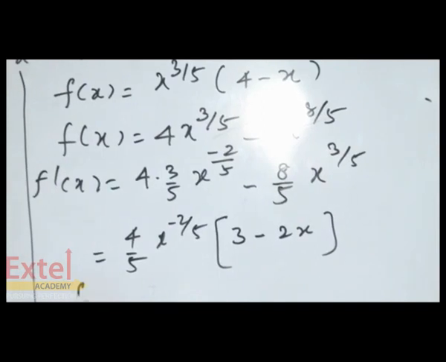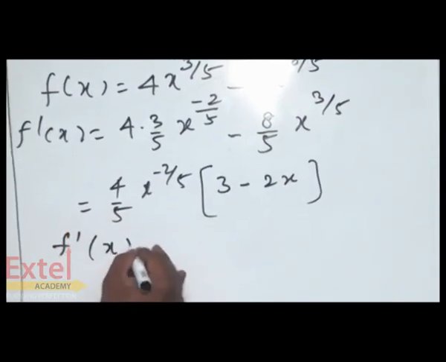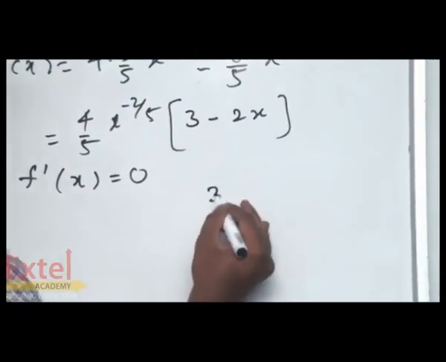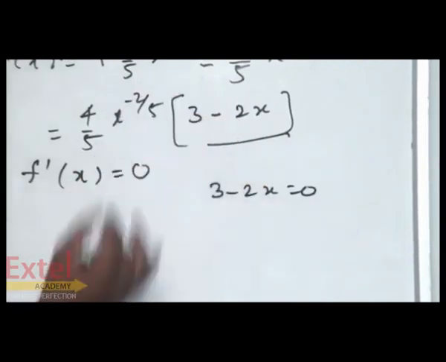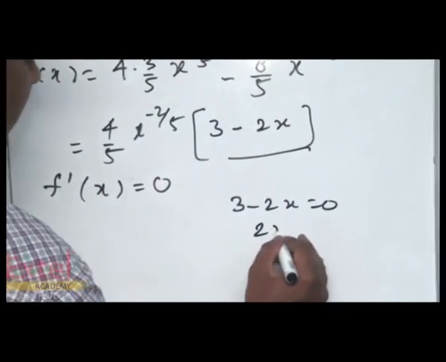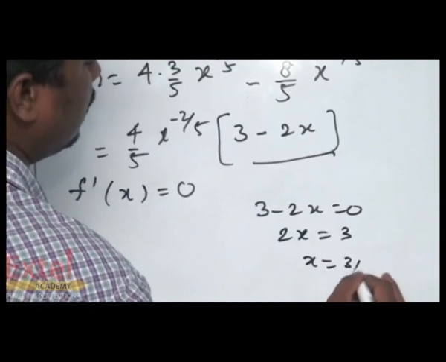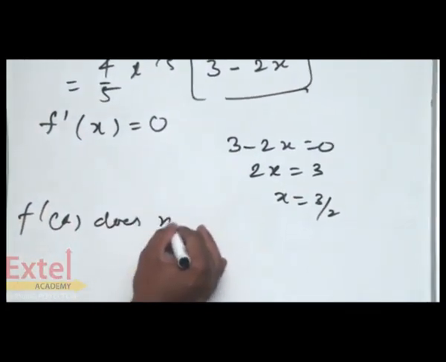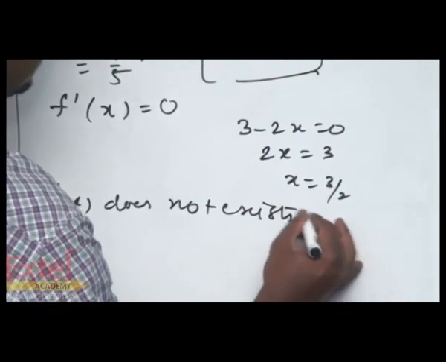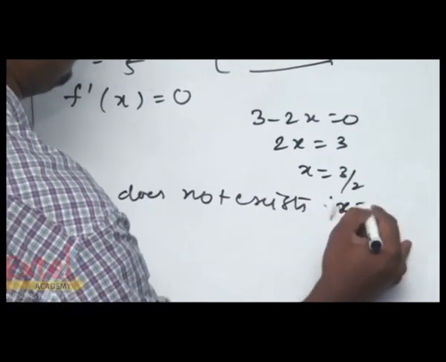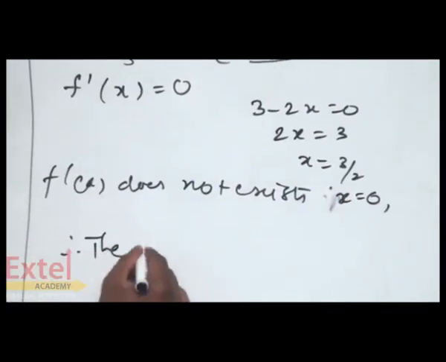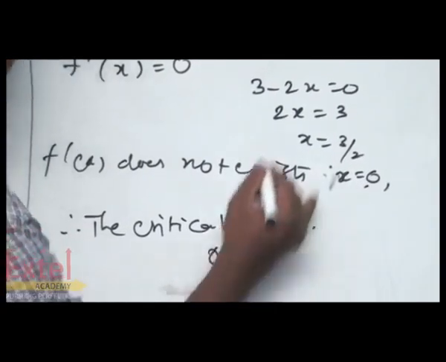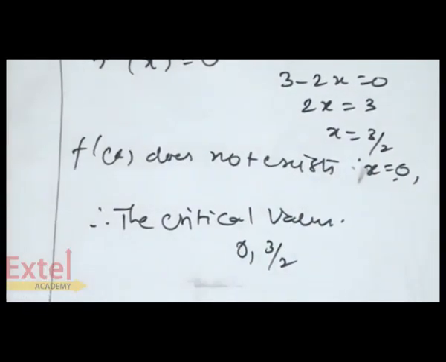Now, to find the critical points, you have to put f dash of x equal to 0. From this, the first part gives 3 minus 2x equal to 0. From this I can say 2x equals 3, or x equals 3 by 2. Similarly, f dash of x does not exist if x is equal to 0. Therefore the critical values are one is 0, the other one is 3 by 2. So these are said to be the critical values.